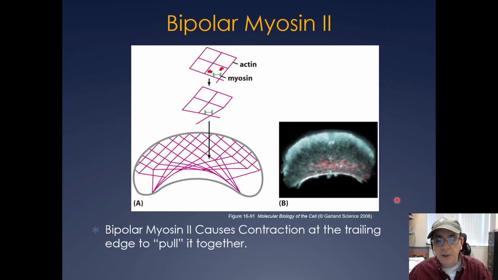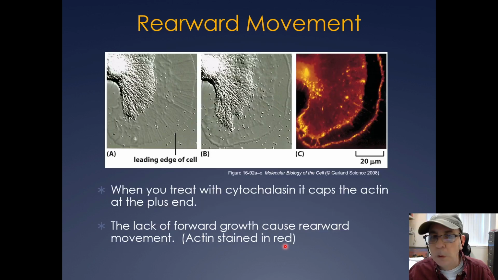And then in the contraction event, what you have is a bipolar myosin molecule that pulls the actin together, and that actually helps pull the back of the cell, the trailing edge, and it pulls it together to help it move forward. Okay, so there's as much forward movement as there is rearward movement in a cell as it's crawling along a surface, by using the lamellipodia to reach out, and then the myosin II and actin to contract to move the cell forward.